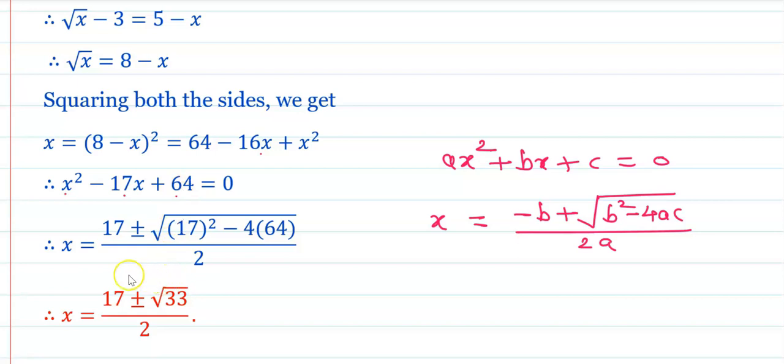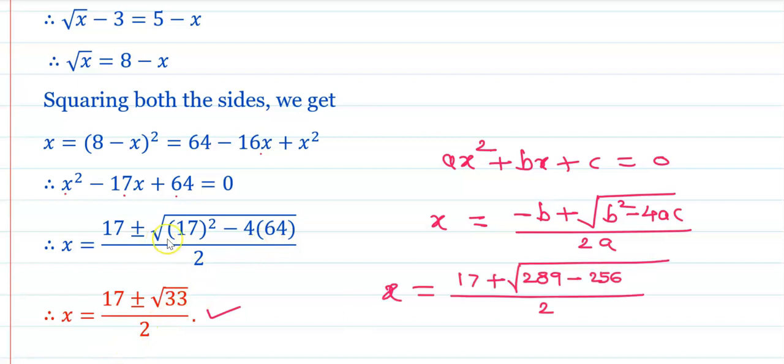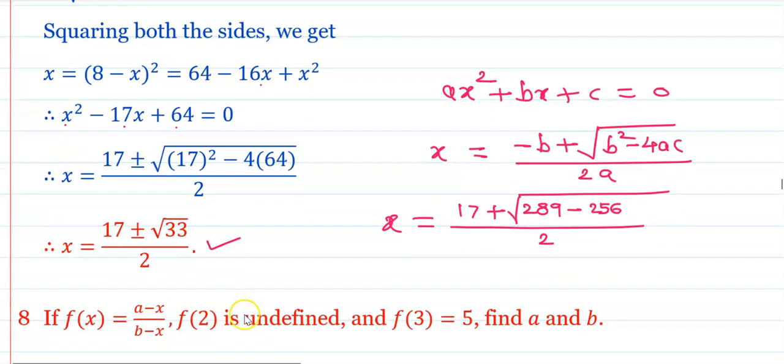is 64. Substitute these values, then you will get x is equals to 17 plus or minus in root of 17 square minus 4 into 64. Okay, 17 square means what, 289 minus 256, then you will get 33. Therefore x is equals to 17 plus or minus root of 33 upon 2. Okay, and this is the value of the x.